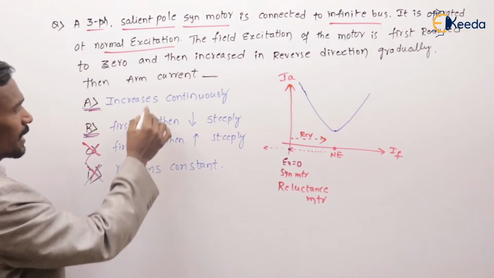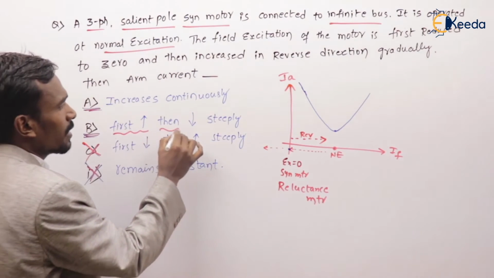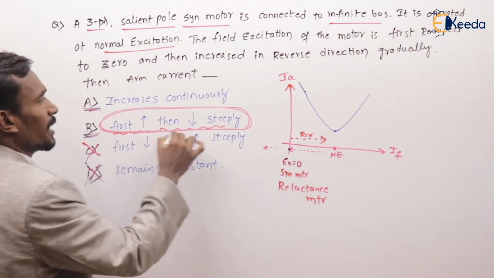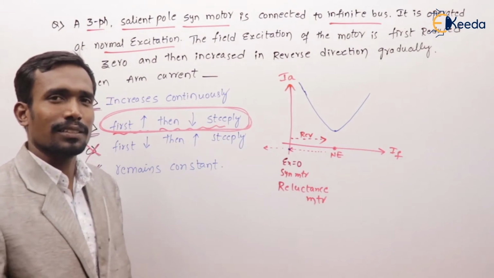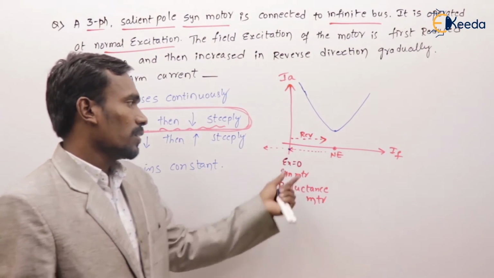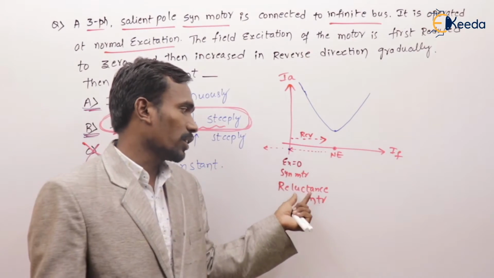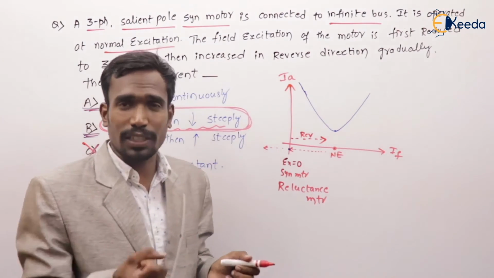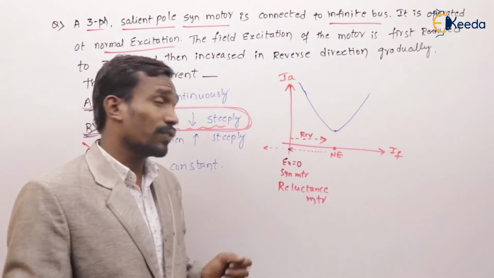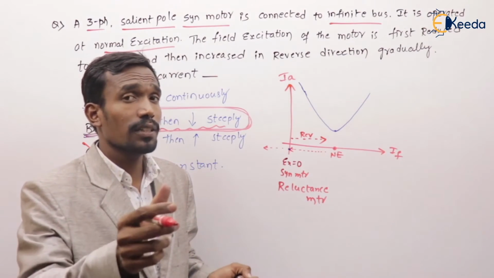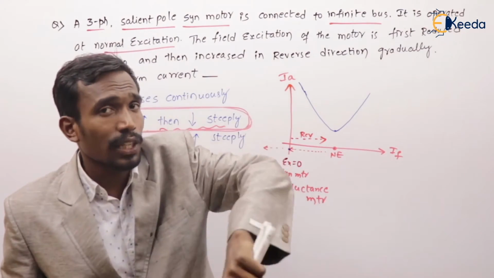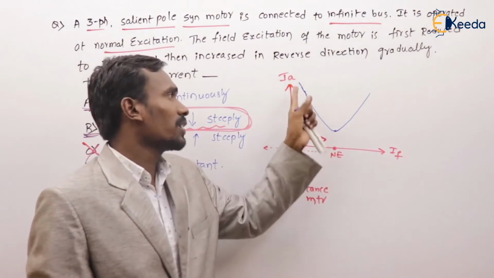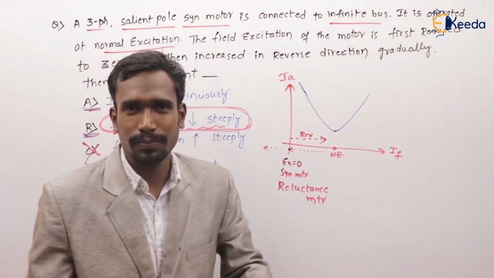So which of the following is the correct answer? First increasing, then decreasing steeply. This is the 100% correct answer. Why? When excitation is 0, the synchronous motor acts as a reluctance motor, which draws more armature current and more reactive power. Then when excitation is increased in reverse direction, the action is similar to the forward direction. That's why the armature current decreases.